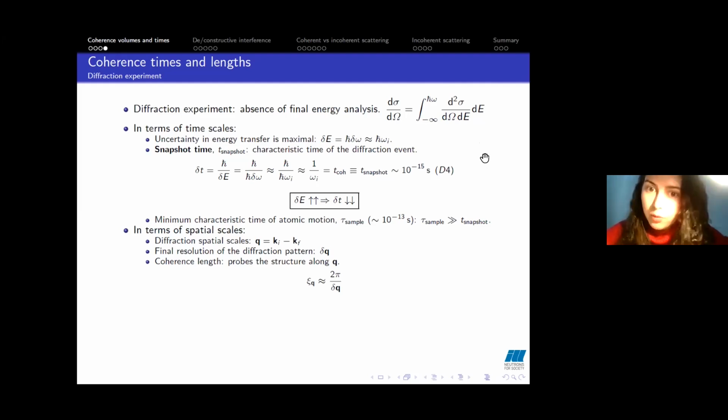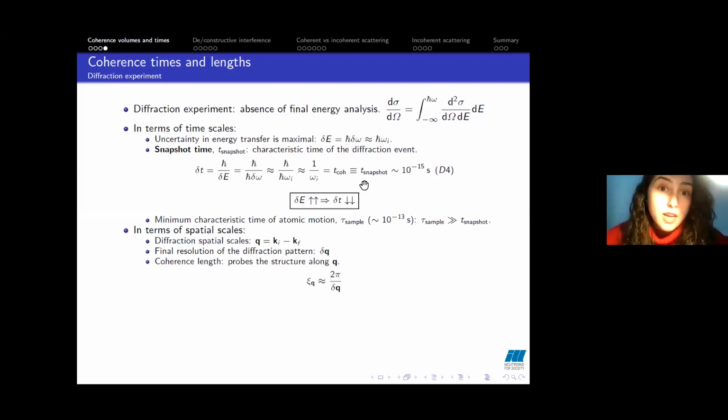So working a little bit with the formula, as I showed in the previous slide, we get a final coherence time that, in the case of diffraction, is called the snapshot time. This snapshot time is much smaller than the characteristic time of the atomic motion. What that means is that when you perform a diffraction experiment, you're like taking a picture of your sample. The atoms of your sample are static. It's a static view, a snapshot, a picture of the atoms in your sample.